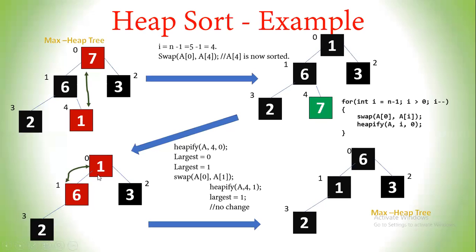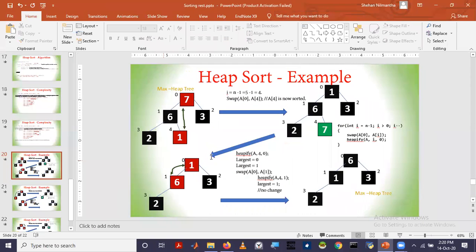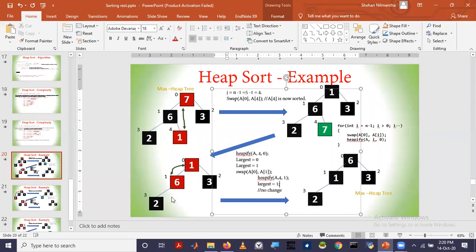Sorry, so this. Swap A0 with A0 and A1 should be swapped here. So 1 will come here. So this one also should be swapped. So A0 and A1 will be coming here. Largest will be 1. So I have done it with a single step, so that I made the mistake here.